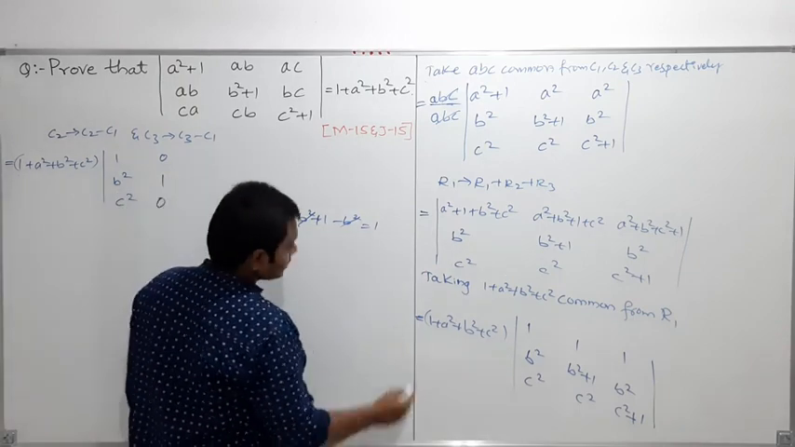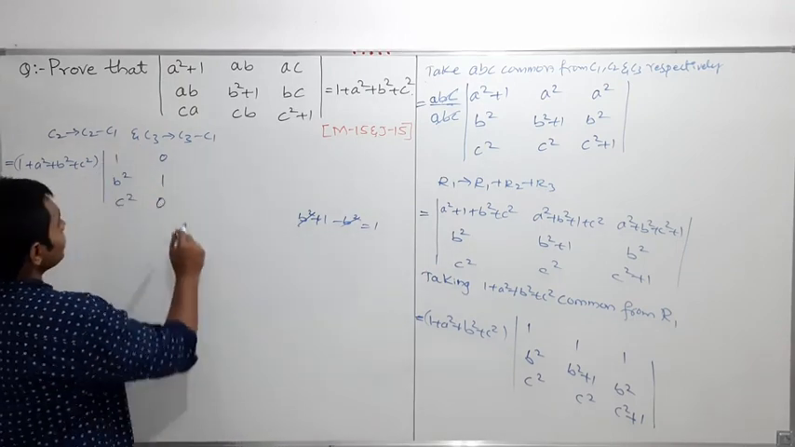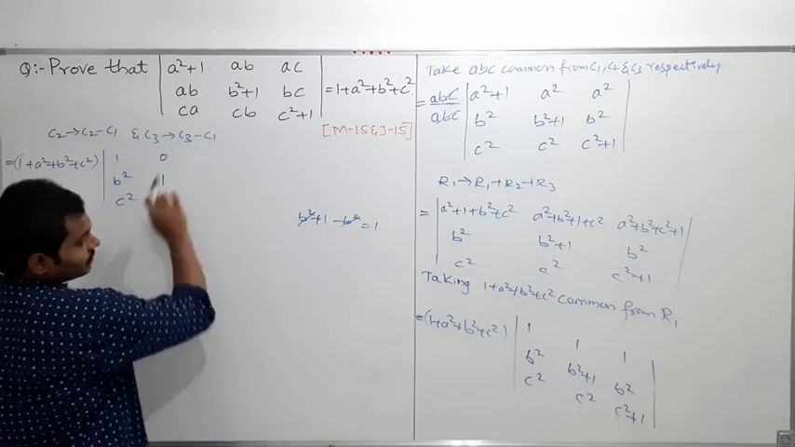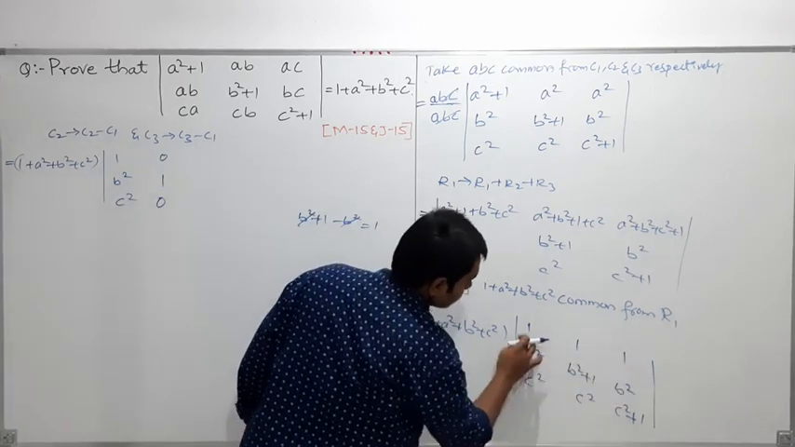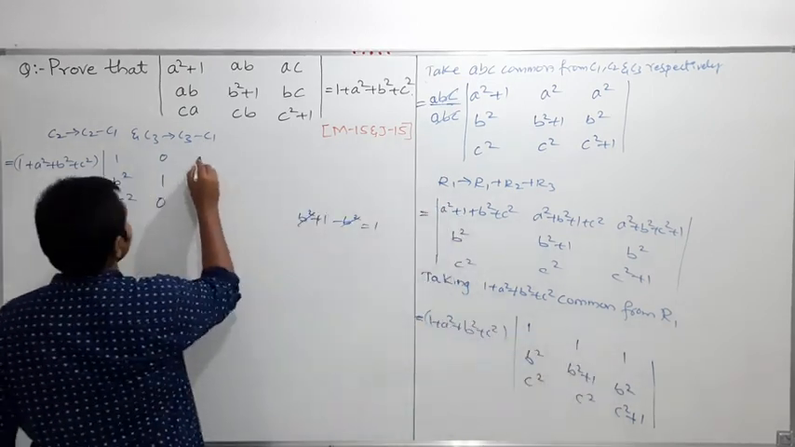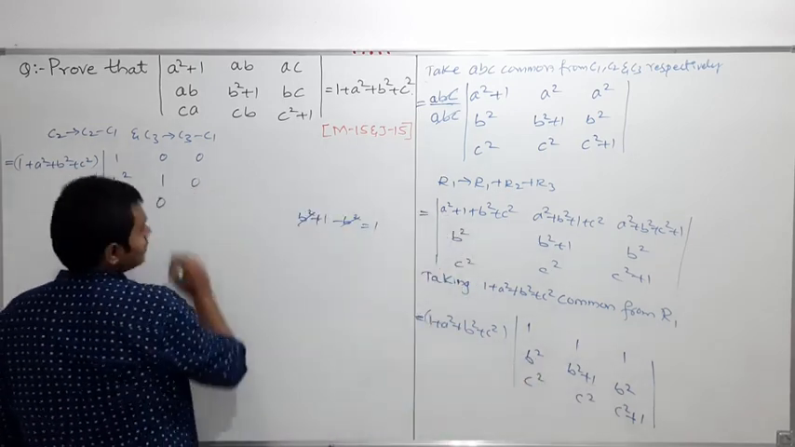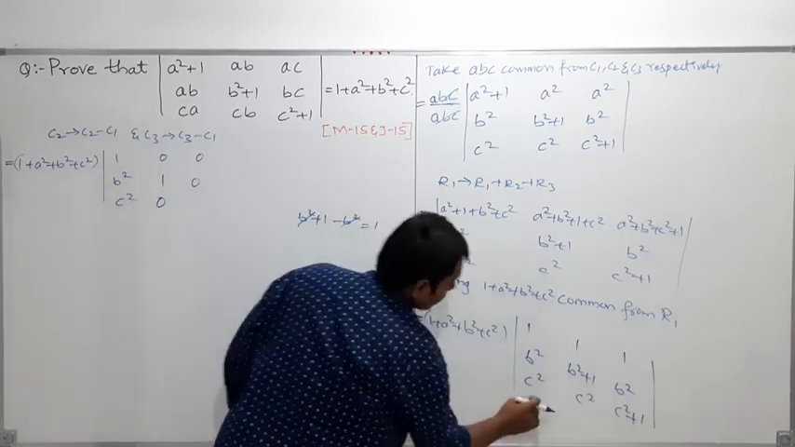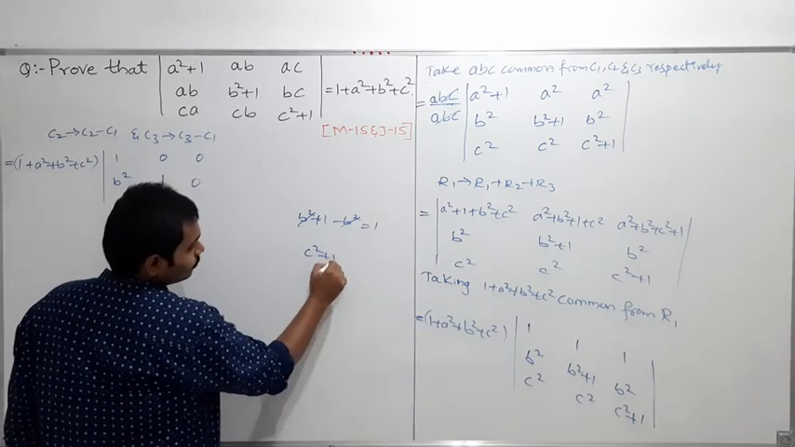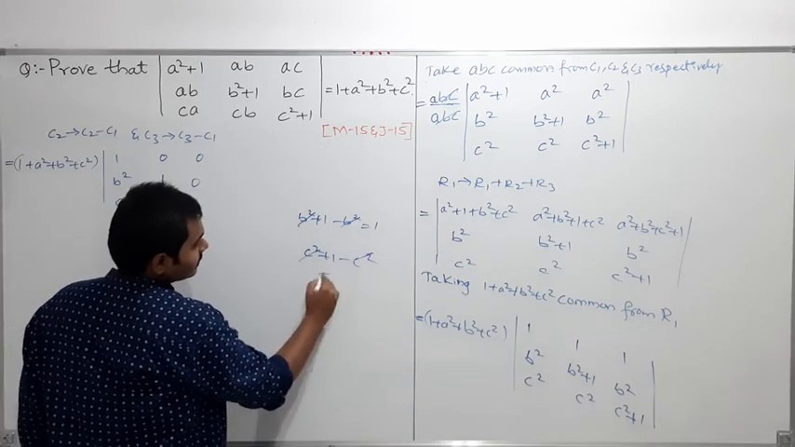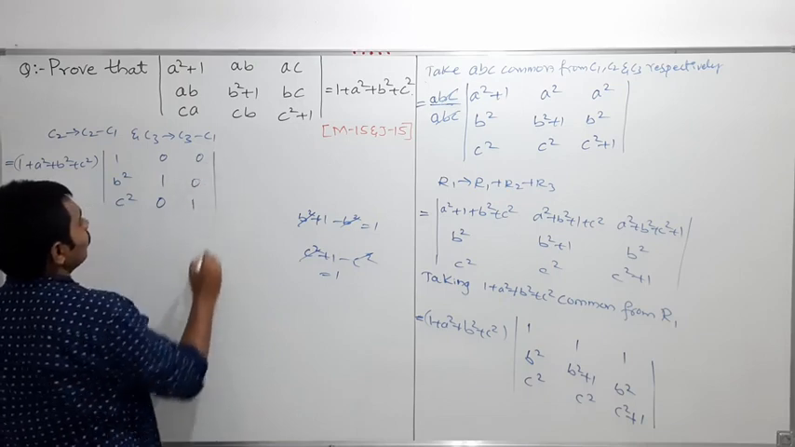And next, my students, column 3 is changing. How is column 3 changing? Column 3 minus column 1, this column minus this column. 1 minus 1, here it is 0, and next b square minus b square, again here it is 0, and next c square plus 1 minus c square, plus c square minus c square gets cancelled, you will get 1.